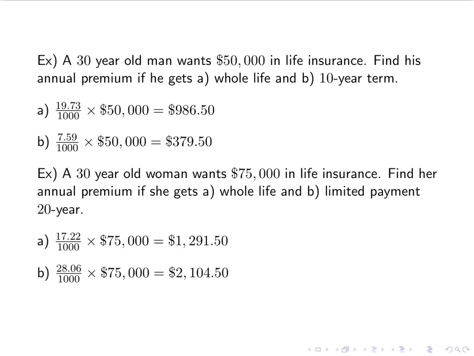So the limited payment is always the most expensive, the term life is always the least expensive, and the whole life is always in the middle.